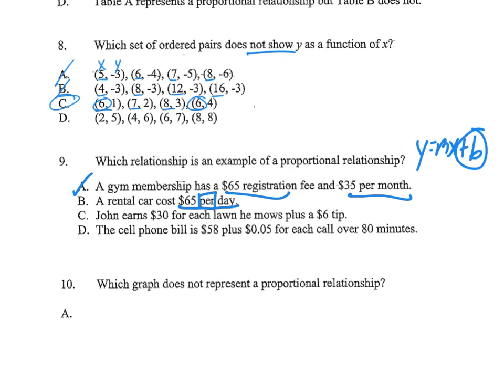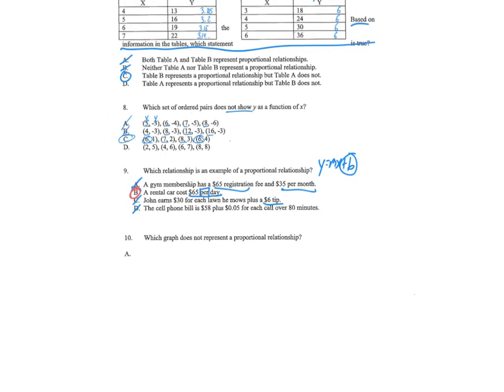C, John earns $30 for each lawn he mows plus a $6 tip. Well, that's got our plus b on there. That one's out. D, cell phone bill is $58 plus 5 cents for each call over 80 minutes. That one's got a ton of numbers. Clearly, we got a plus something or another. B's got to be it, mostly because there's really only one number, so it has to be B.